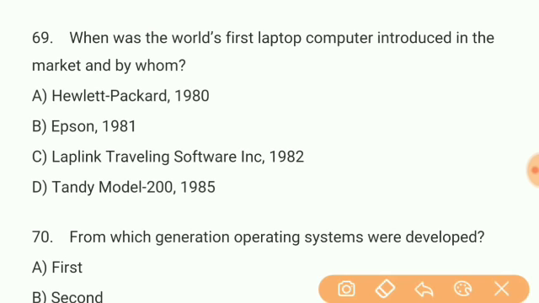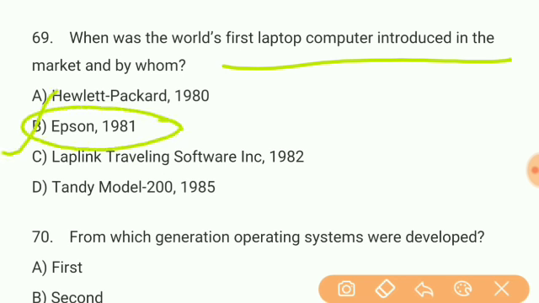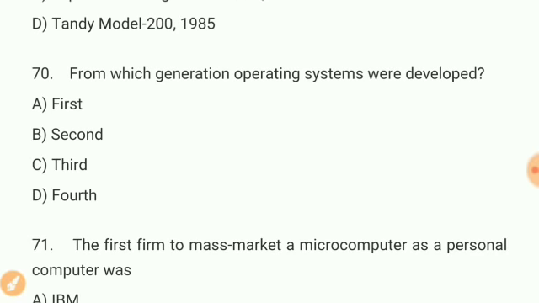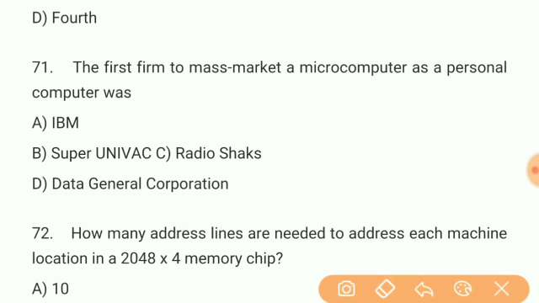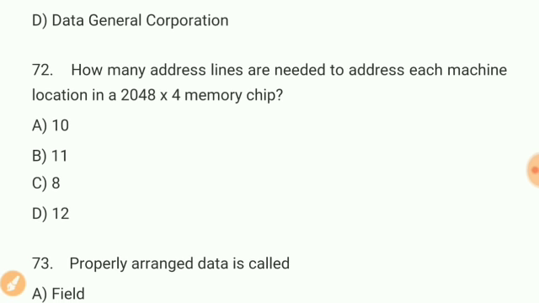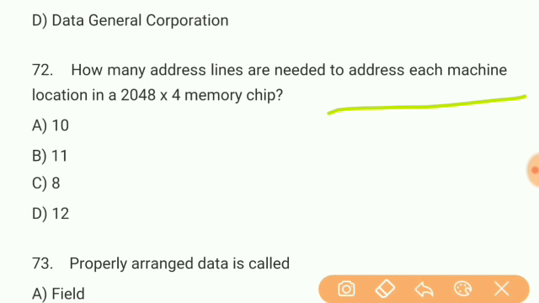Then when was the world's first laptop computer introduced in the market and by whom? In 1981 by Epson. Then from which generation were operating systems developed? From the 3rd generation. Then the first firm to mass market a microcomputer as a personal computer was Radio Shack. Then how many address lines are needed to address each machine location in a 2048x4 memory chip?